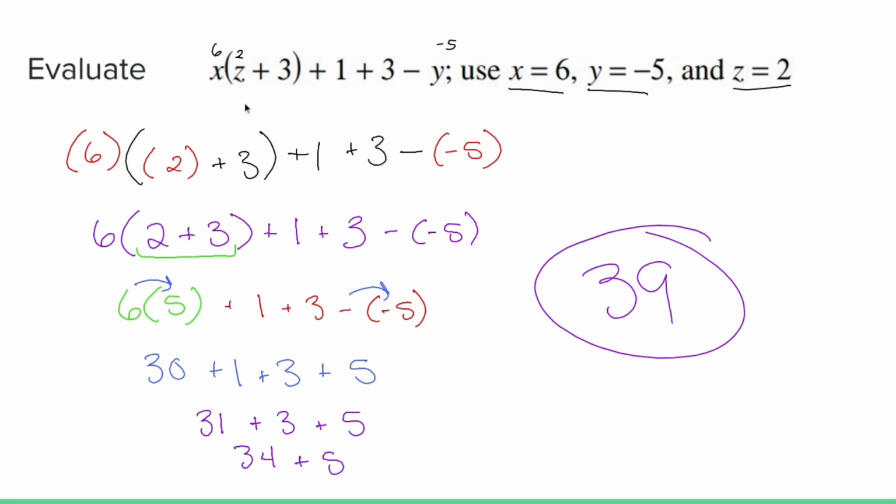That's our answer. So evaluate means substitute numbers in first, then do some PEMDAS order of operations stuff to finish out the problem, and we did.